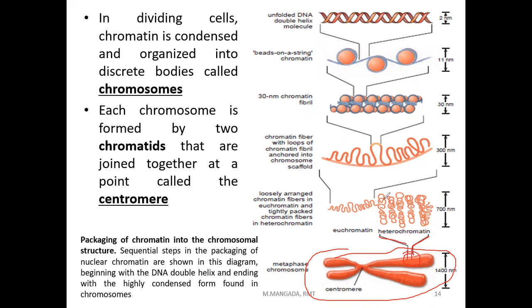Okay? So, kung makikita nyo, itong area na to, na densely packed, this is the heterochromatin. And in this area is your euchromatin. Okay? And then at 300 nanometer, we have to look into this structure. This is your euchromatin. So, kung makikita nyo, ito yung kanyang itsura, guys. Okay? This is your euchromatin. Okay? So, the chromatin fiber with loops of chromatin fibril anchored into chromosome scaffold. Okay? So this is at 300 nanometer.